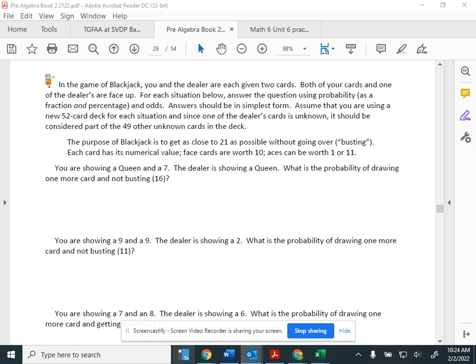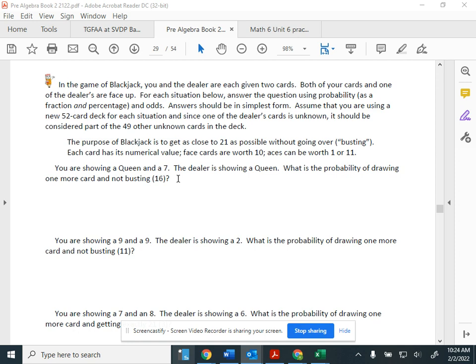So in the game of blackjack, you and the dealer are each given 2 cards. There's absolutely nothing wrong with playing blackjack. I play it at home with my kids. It's a card game. I don't go to the casino and I don't bet money on it. But you can play blackjack. We play poker all the time. Yeah, penny poker.